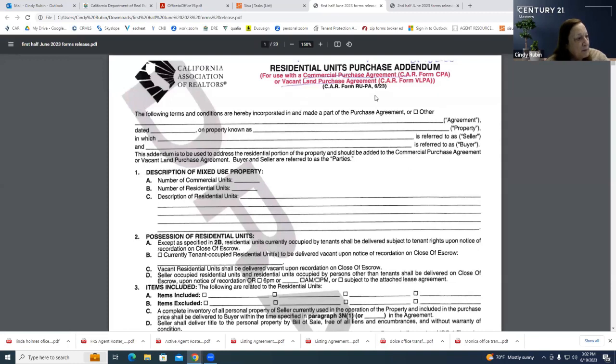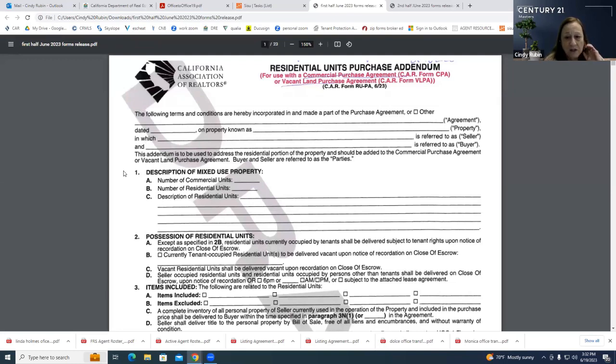So they came up with a document that says, go ahead, use your commercial listing agreement or purchase agreement, use your vacant land agreement, but then add this. This will talk about just the residential part of that land. I feel like this is great because I get asked this a lot. When I saw this, I realized I get asked this a lot. Like, what do I do if it's combined, if there are two things? So use the agreement for the one that is most of the property.